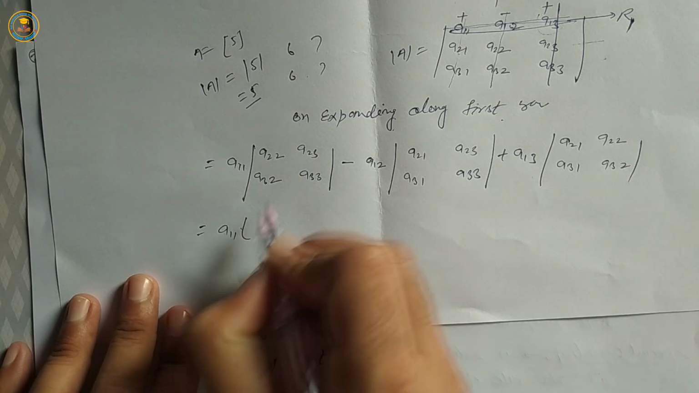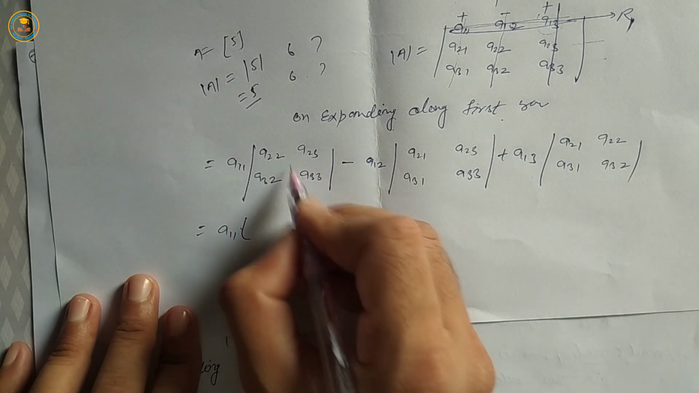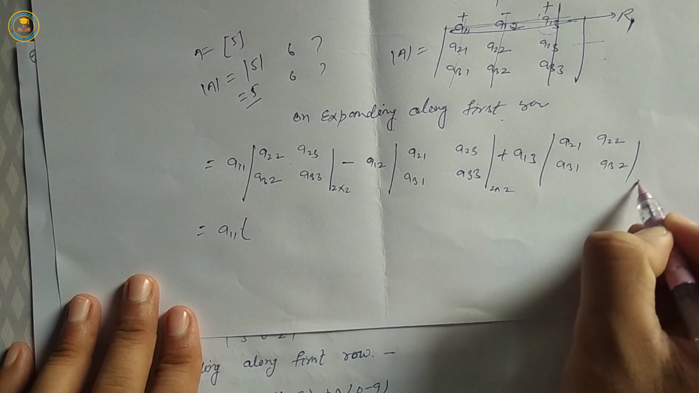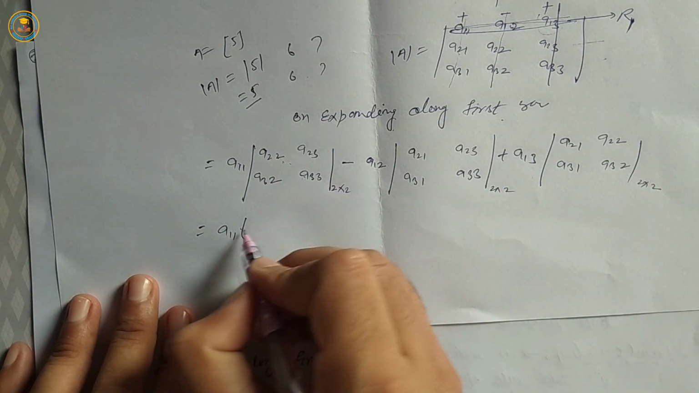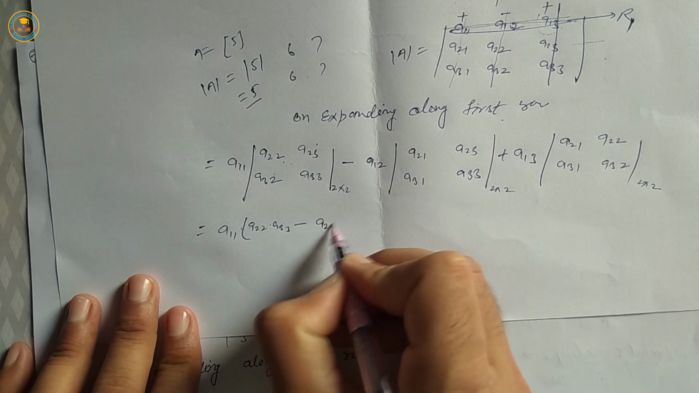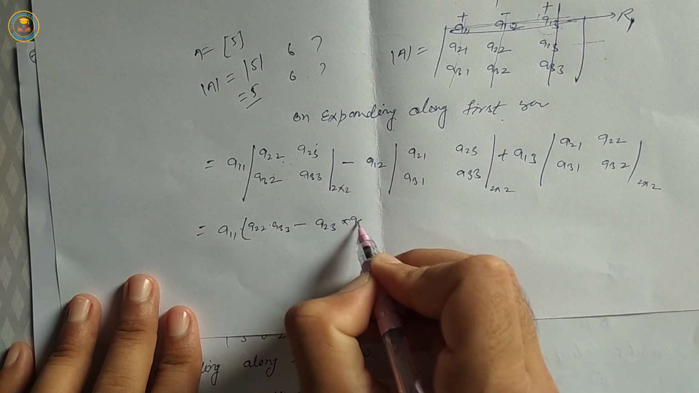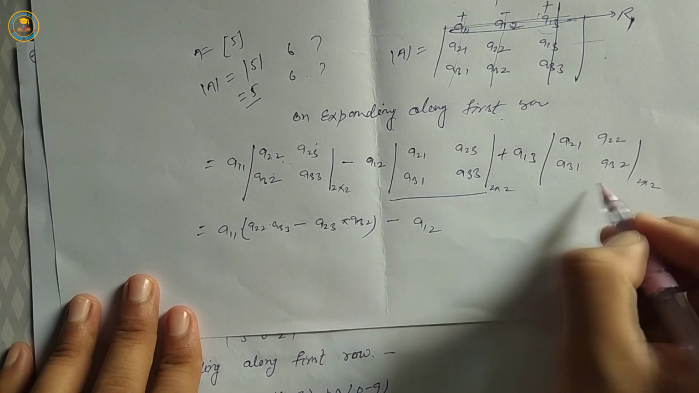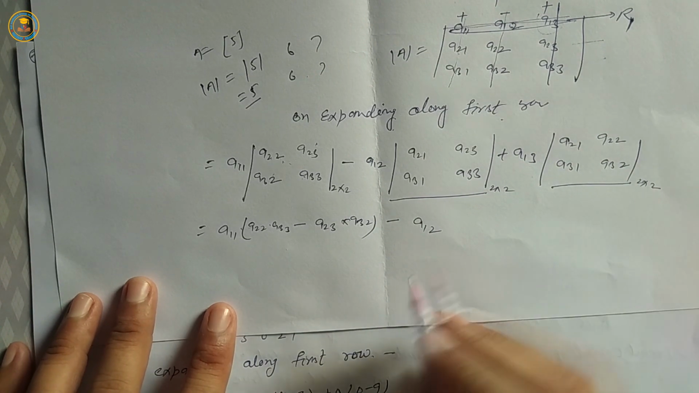A11 into the determinant of order 2 by 2, A22 into A33 minus A23 into A32, minus A12, similarly. Okay.